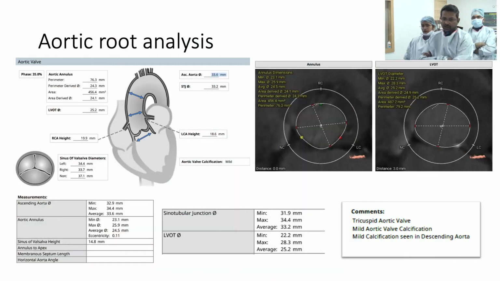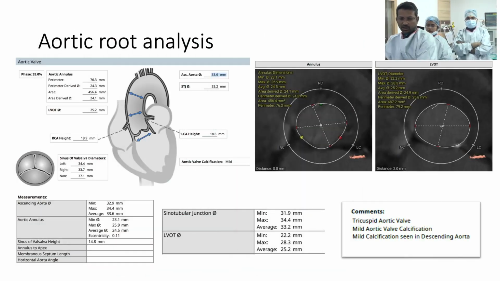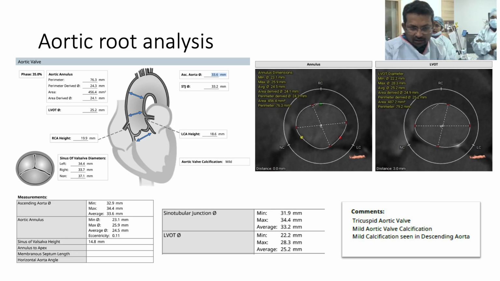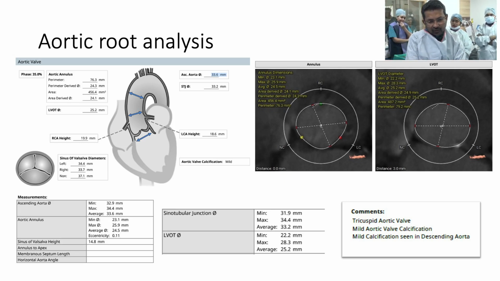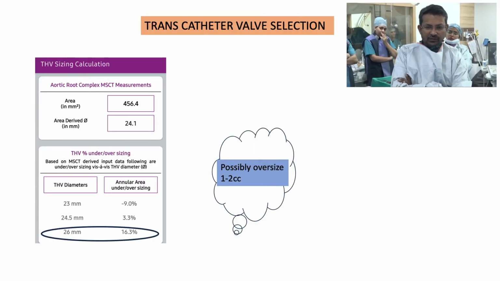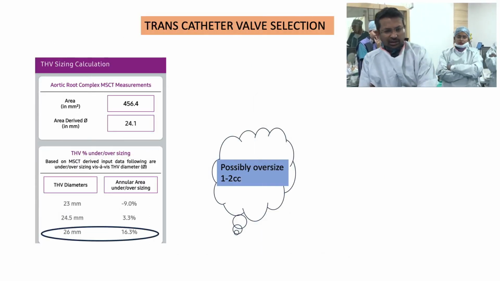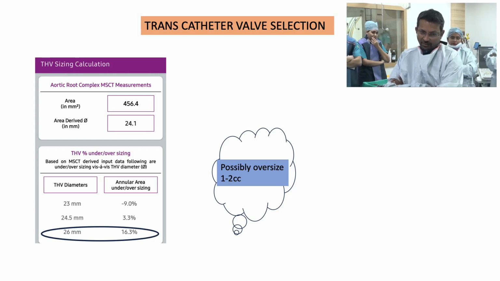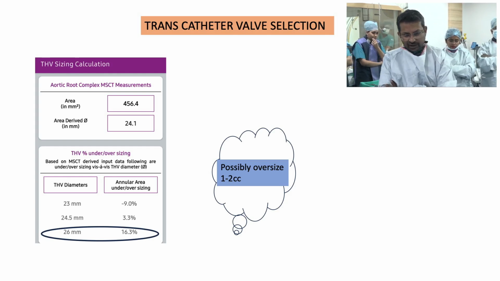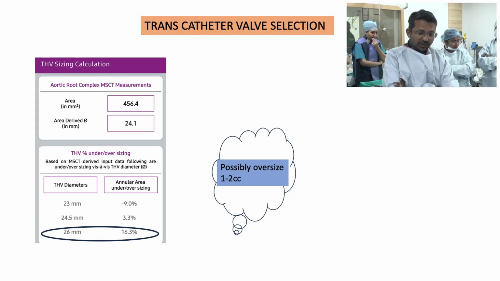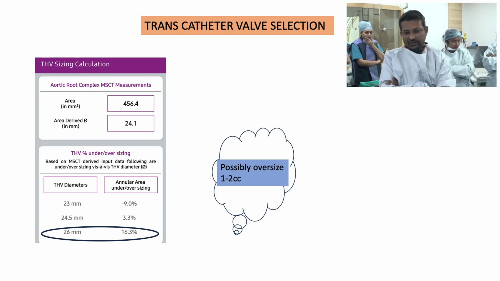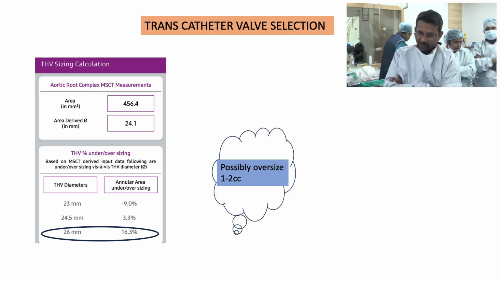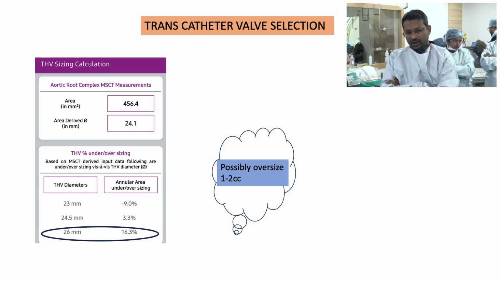If you see the aortic root analysis, the area of this annulus is 456. With the area 456, we calculated the possible valve sizes. We came out with three options: 23 millimeter valve, 24.5, and 26 millimeter valve. We have chosen the 26 millimeter valve because this valve is tricuspid. We expect 16.3% oversizing, but somehow the annulus calcification is not up to the mark.